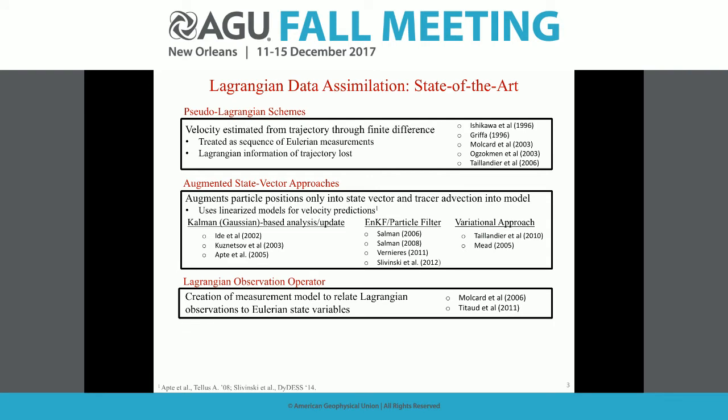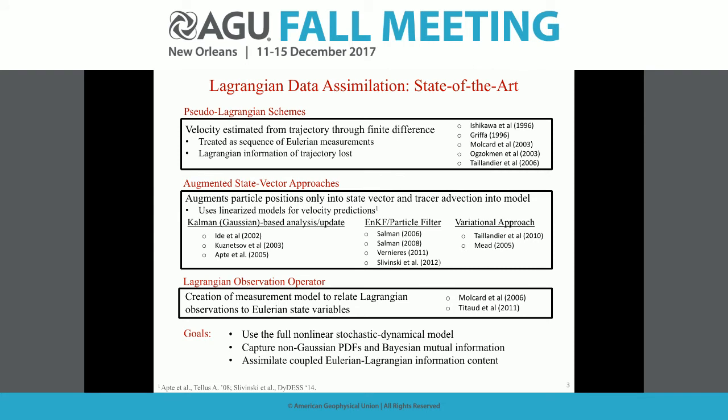And the third main approach is a Lagrangian observation operator, where you create a measurement model to relate your Lagrangian variables to your Eulerian state variables. This might change from one assimilation time to another, and is thus quite expensive to do. So the goals are to make sure we're using the full nonlinear stochastic dynamical model to predict how our Eulerian and Lagrangian variables will change with time, and at the same time capture the non-Gaussianity of the PDFs, and at the end of the day, assimilate whatever information content we're receiving.